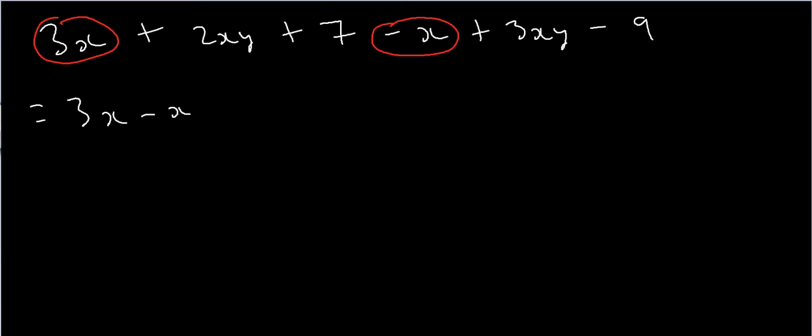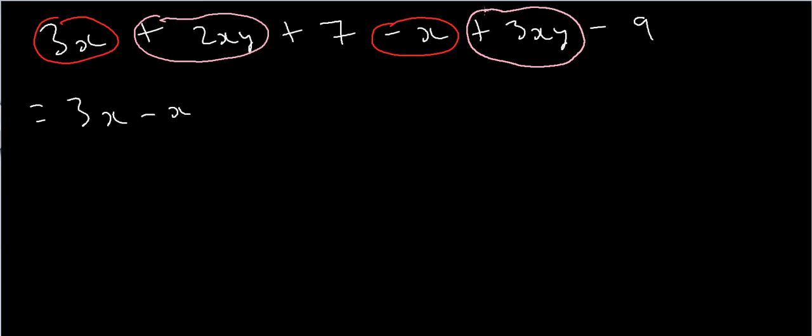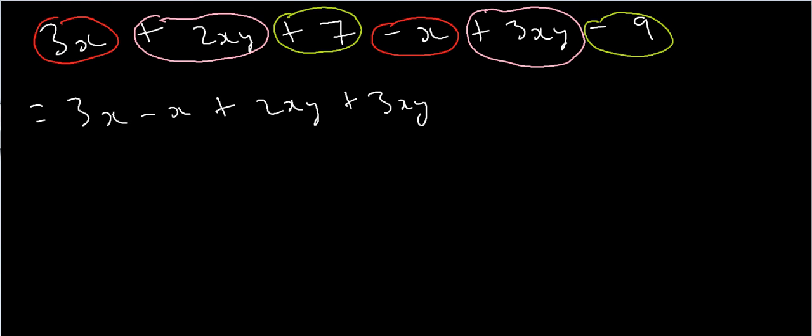If I compare the xy terms, what have I got? I've got plus 2xy and a plus 3xy here. And always remember to include the sign, positive or negative, in front of the coefficient. So I've got plus 2xy plus 3xy. And finally I've got the constant term, so that's a plus 7 and a minus 9.